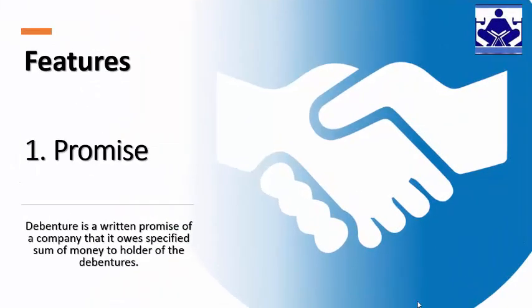Now let us move towards features. The very first feature of debenture is promise. Debenture is a written promise of a company that it owes a specified sum of money to the holder of the debentures. The company is liable to repay the amount to debenture holders on the date of maturity, which is given in the debenture certificate.